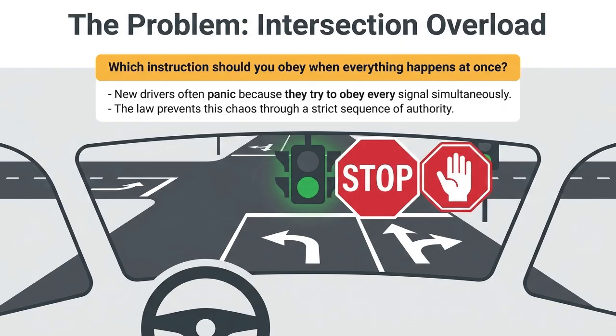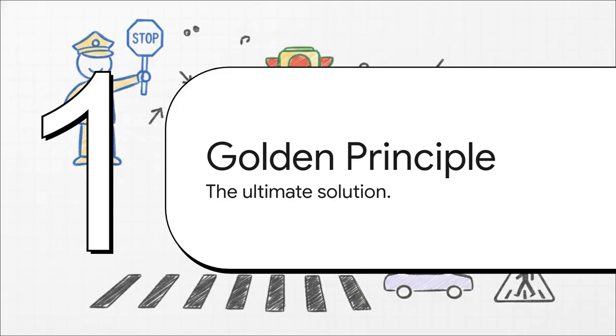Picture yourself sitting right behind the wheel. You're looking at a glowing green light, a solid red stop sign, and someone holding up a literal stop hand, all at the exact same time. It's the ultimate illustration of intersection overload. If you try to treat all those signals as equals, well, your brain just can't process the conflicting commands. Thankfully, the law prevents a total meltdown through a very strict sequence of authority. Moving on to Section 2, the golden priority principle, the ultimate solution.